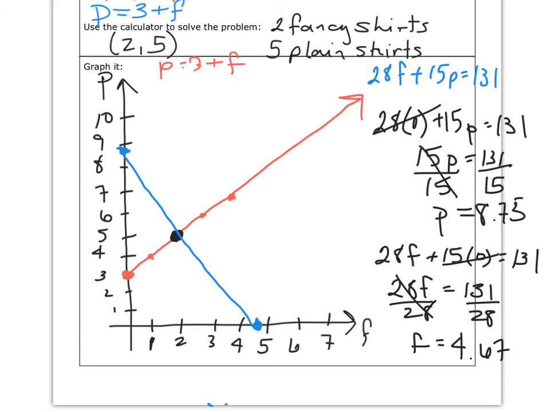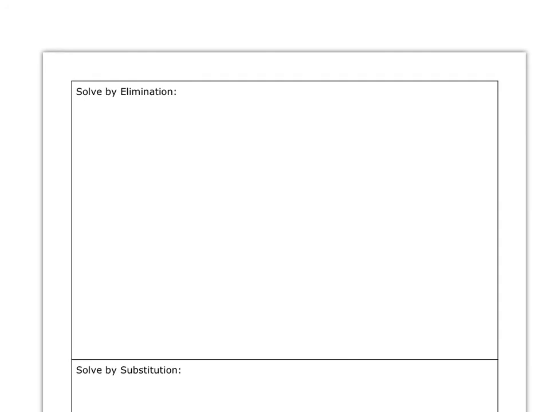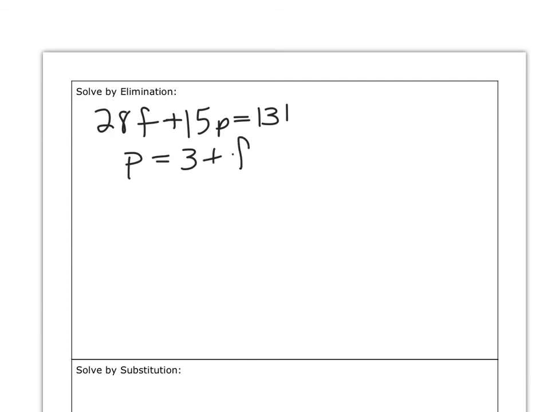All right. Let's take a look at the next method. What was the next one? Elimination? Oh, elimination, my favorite, right? So, I've got my two equations. 28F plus 15P equals 131. And P equals 3 plus F.